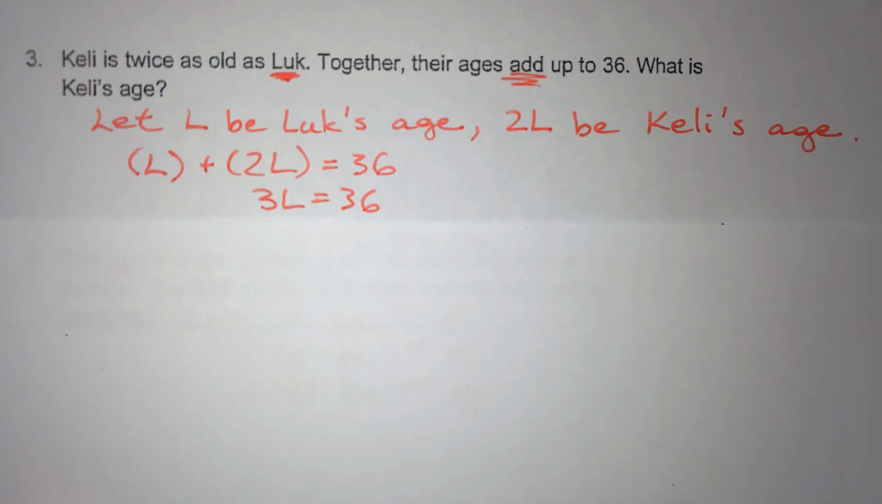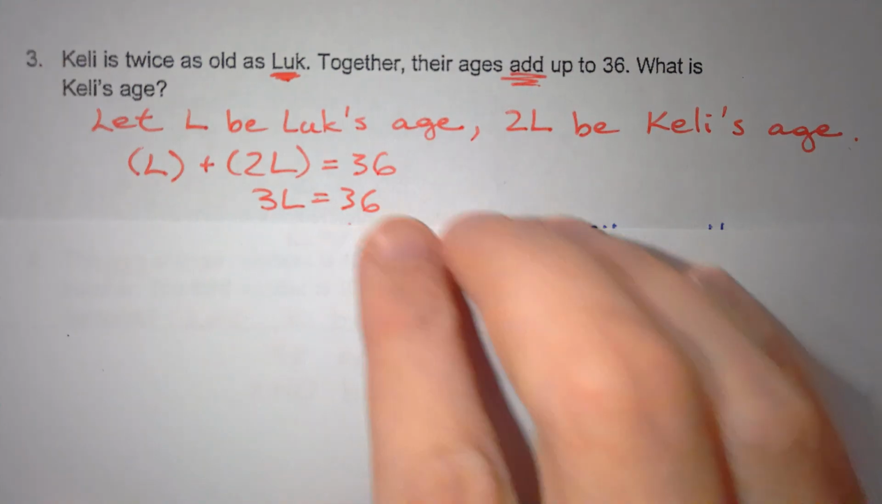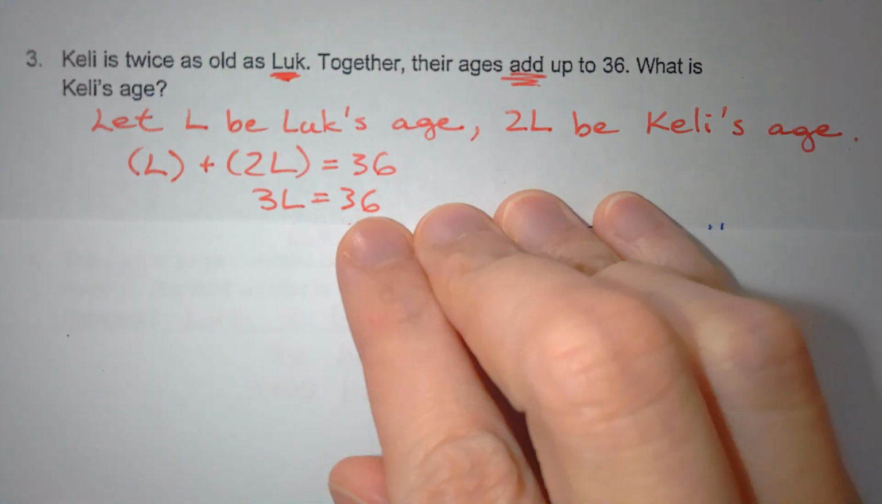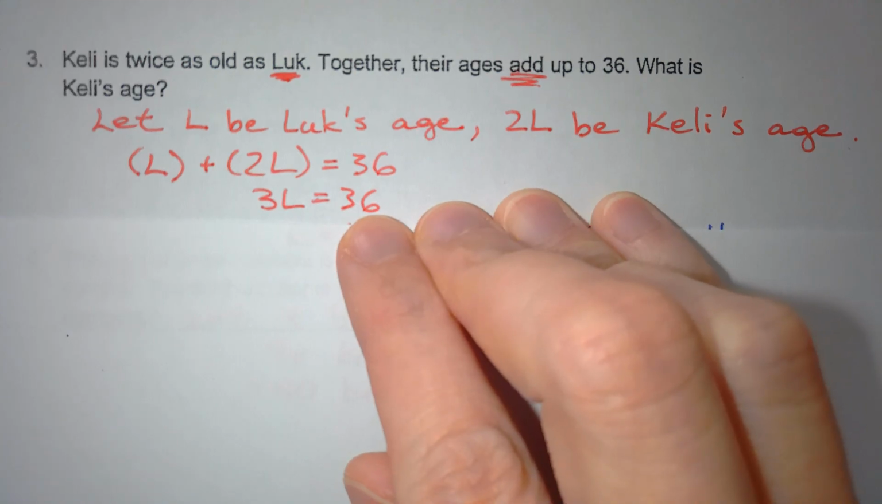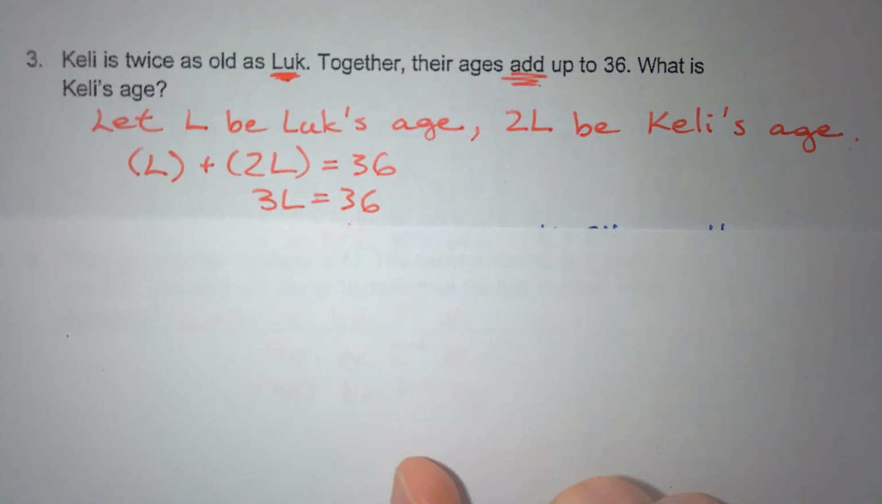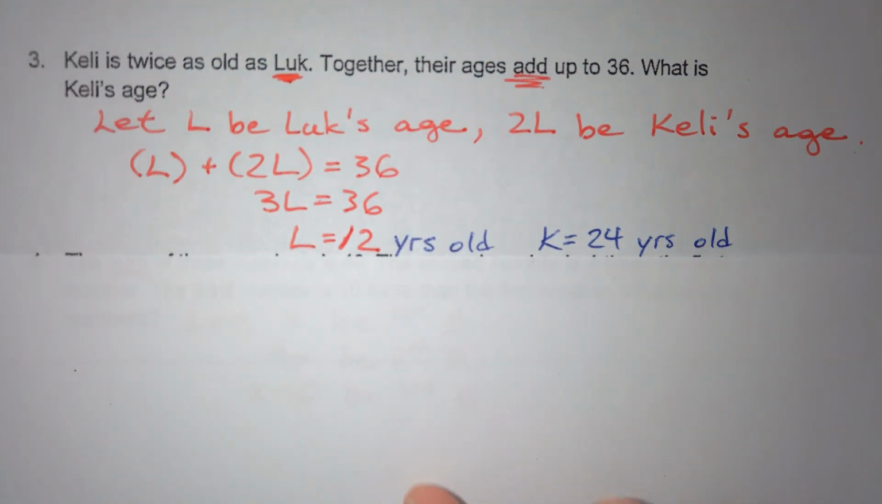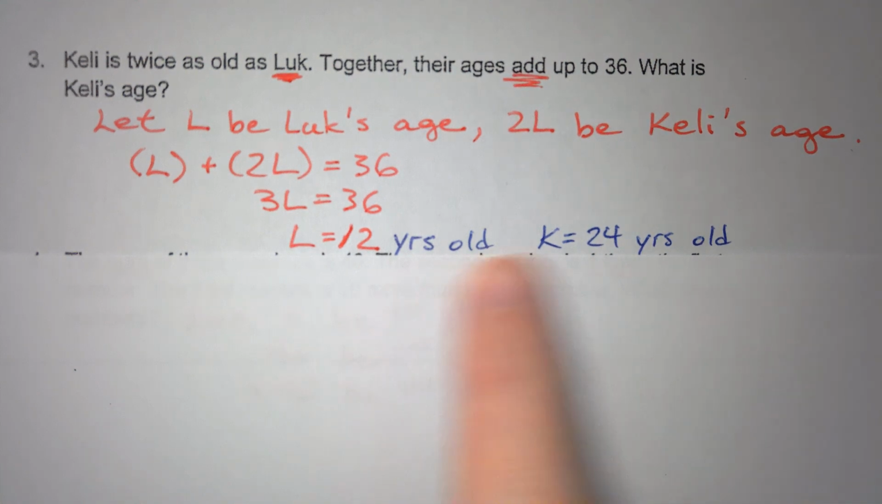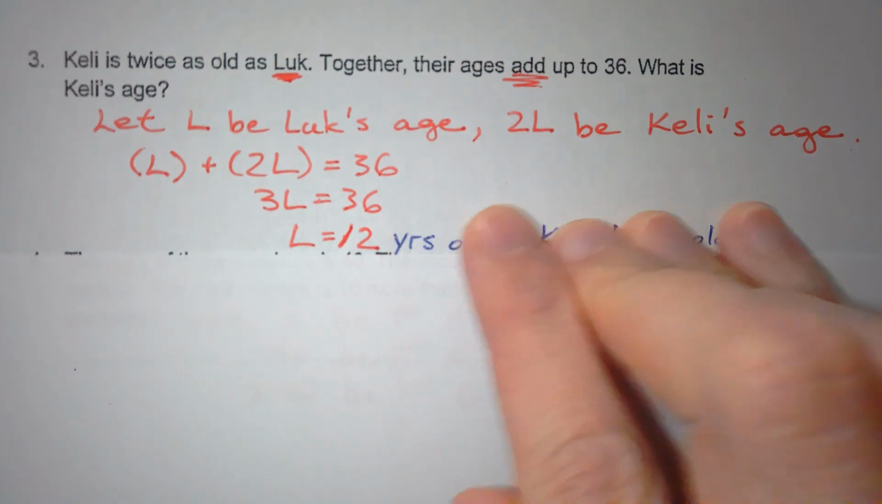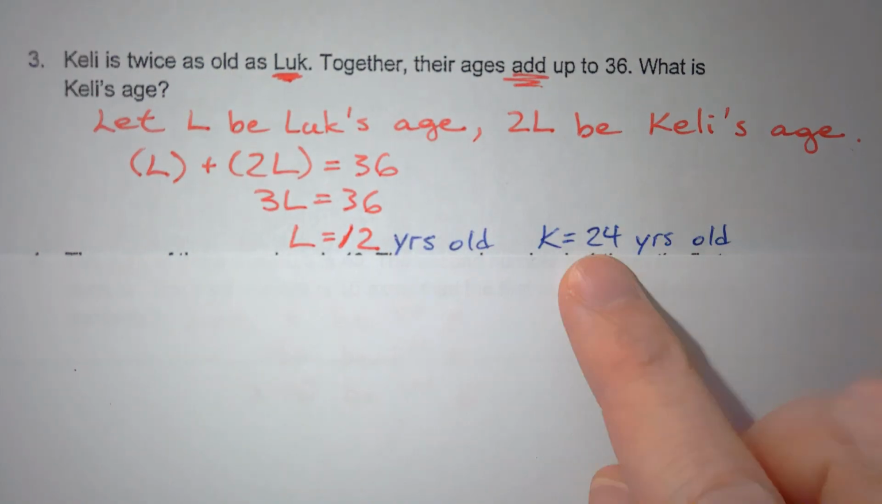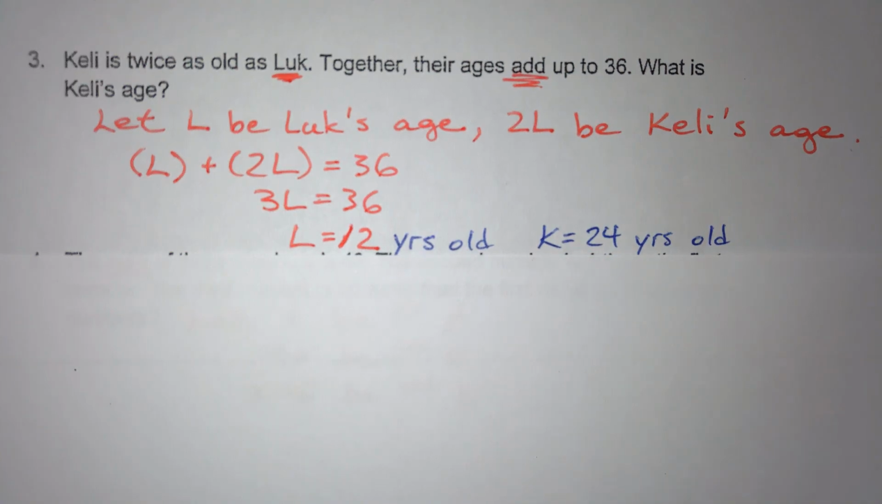If I write L equals 12, would I get full marks? What should it say? Since Luke is 1L, he is 12. And then since Kelly's 2L, she is 24 years old, right? Your unit. It's a word problem, so you need the units. If you just wrote L equals 12, you would have lost 1.5 marks: half a mark for units and 1 mark for not answering the second half of the question.